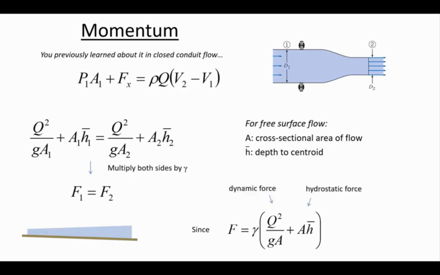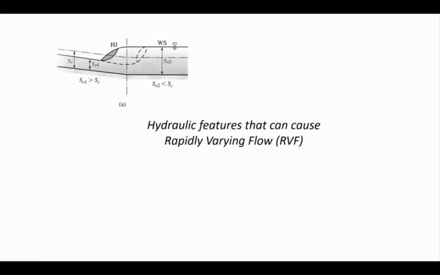So as I mentioned before, the two components of the momentum function are the dynamic component and the hydrostatic component. So that having to do with its depth, and that having to do with the velocity or the flow rate per unit area of the section.